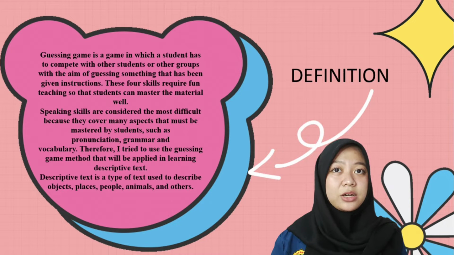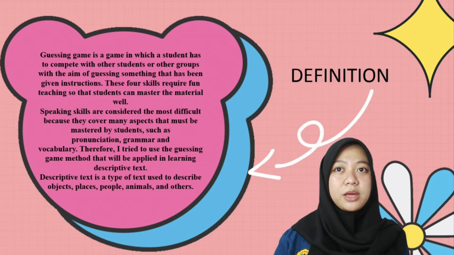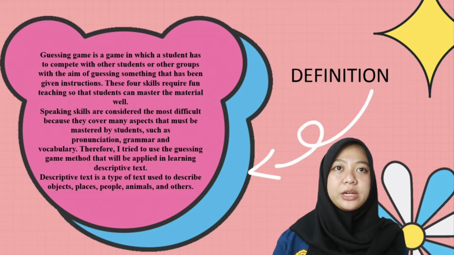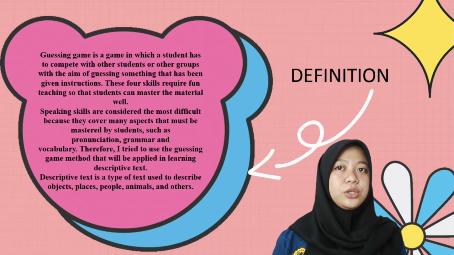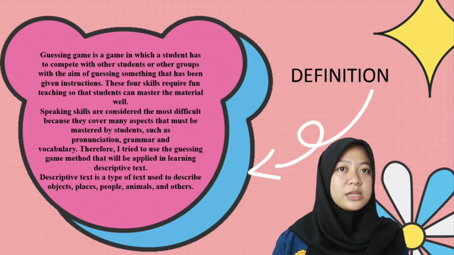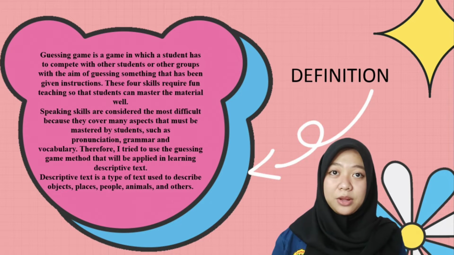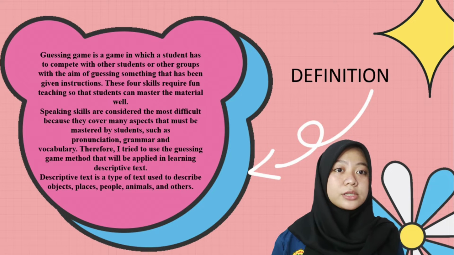Speaking skills are considered the most difficult because they cover many aspects that must be mastered by students, such as pronunciation, grammar, and vocabulary. Therefore, I try to use the guessing game method that will be applied in learning descriptive text. Descriptive text is a type of text used to describe objects, places, people, animals, and others.